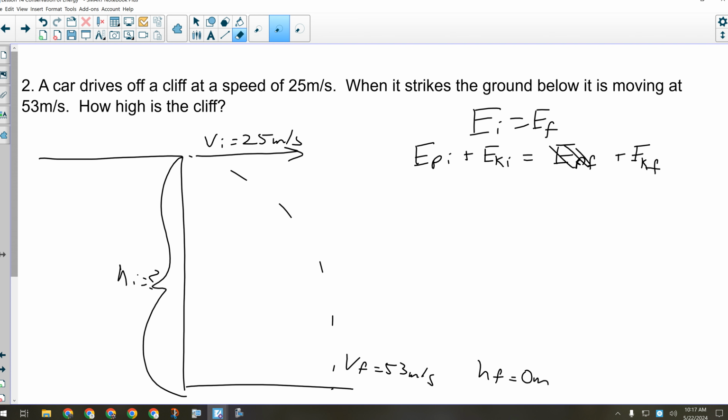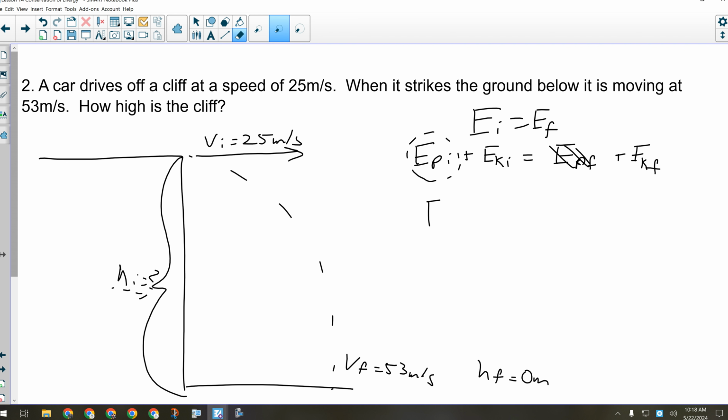All right, so what I'm looking for is initial height. That would be part of this term here. I want to get that term isolated before I put in all the M's and G's and H's and all that kind of stuff, because it gets messy after that. How do I get initial potential by itself? Subtract the initial kinetic over here.